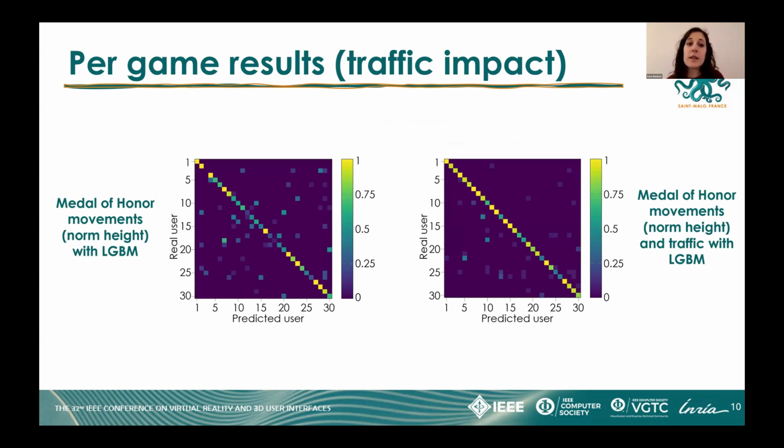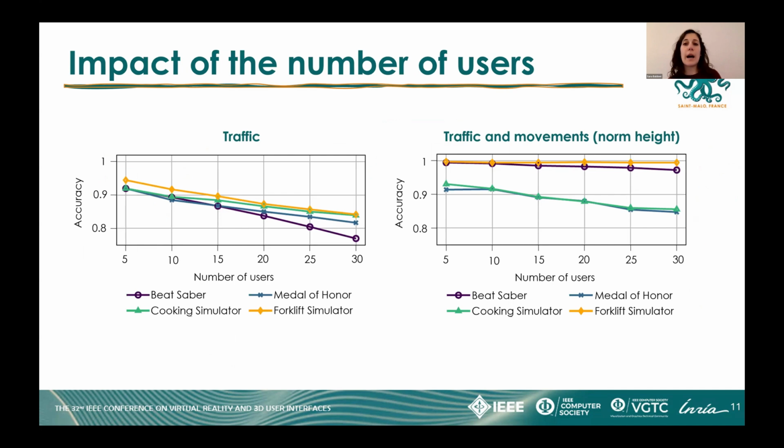To further stress the relevance of the inclusion of traffic traces, I reported here the confusion matrices for one of the games, and we can see that moving from the case in which there is no traffic on the left side to the one in which we included traffic on the right side, we have a clear enhancement of the performances. I reported here also the results concerning the change of the number of users, and we can see that essentially when the number of users increases, the performances decrease.